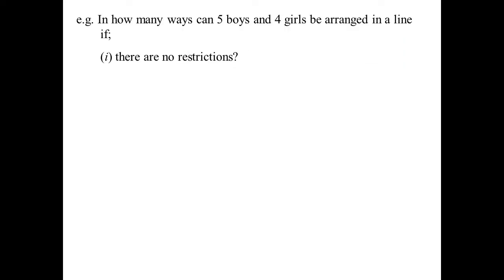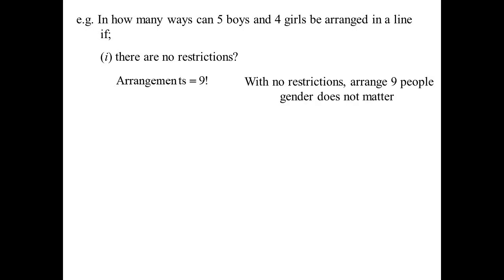So we've got 5 boys, 4 girls. We're going to arrange them in a line. First of all, no restrictions at all. If there's no restrictions, then it's 9 factorial, because I don't care that there's 5 boys and 4 girls. I've basically got 9 people, or objects if you prefer. So there we go, 362,880.